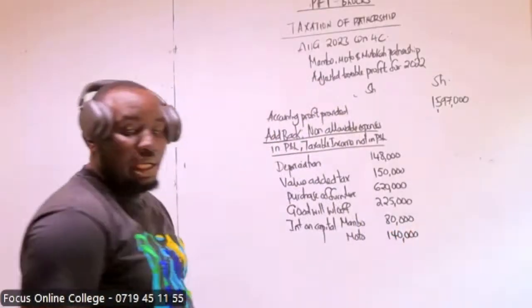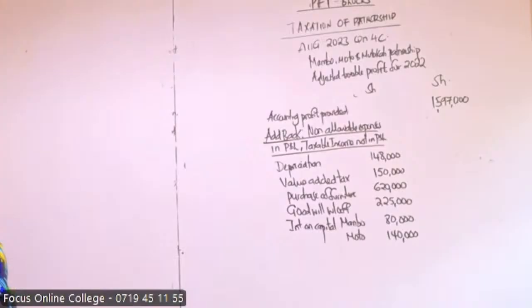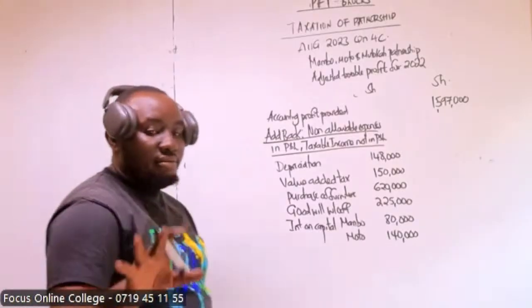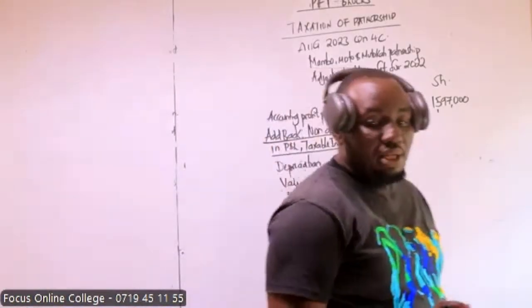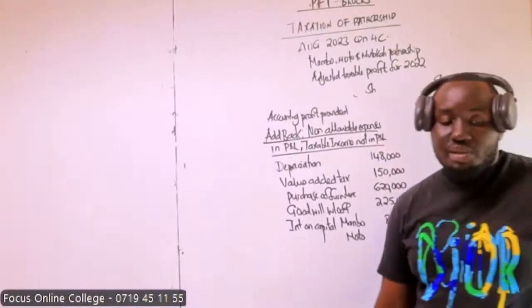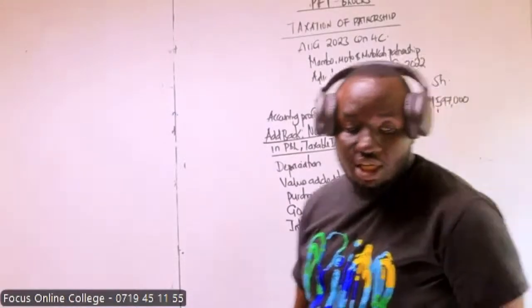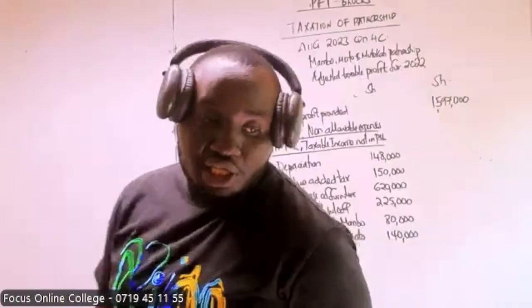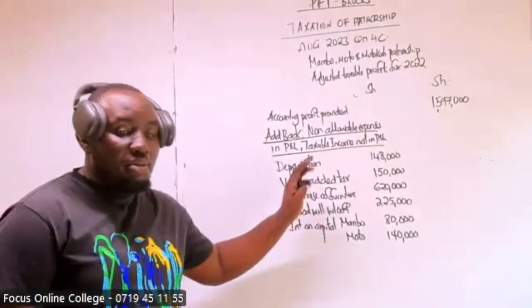Is there anybody we are losing, or are we together? Favored, are we together? Wait first, I'm still on the income statement. I'm going to the additional information. Don't worry, that is when I'm going to the additional information. Is everybody okay up to this point?